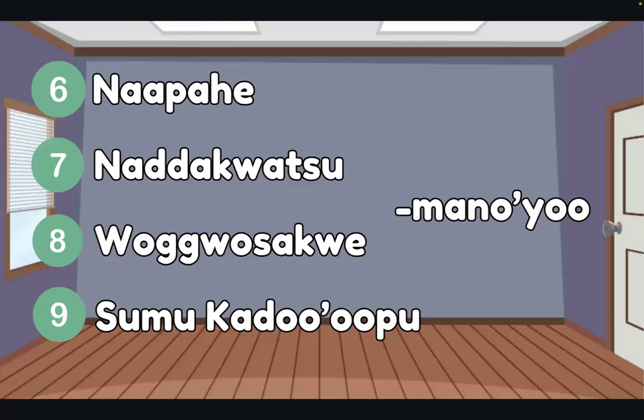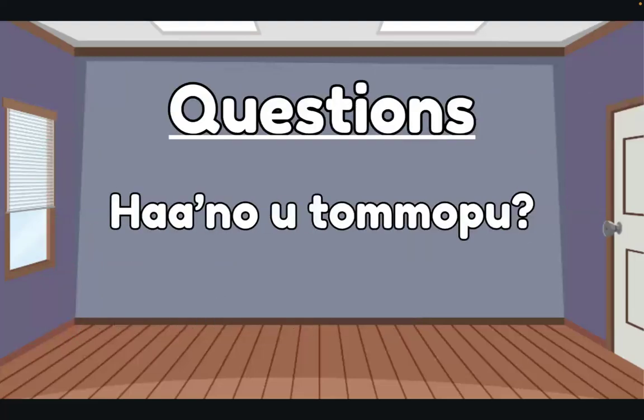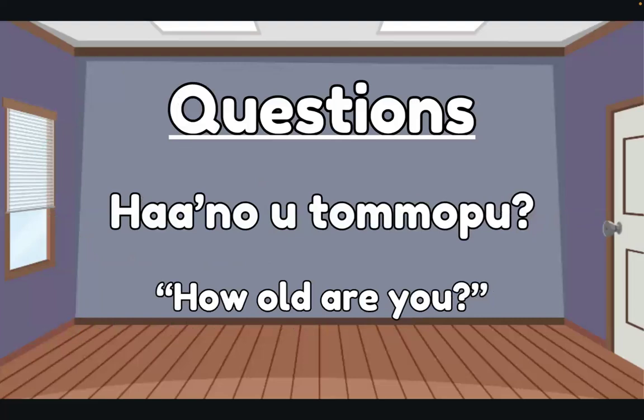All right, then. The first question, which I'm actually going to save for the end, is how old are you? Ha no utomo. Let's break this down. That first word, ha no, is a quantifier. It indicates the quantity of something, or when asking the question, basically how much. That's one of the meanings it can have.